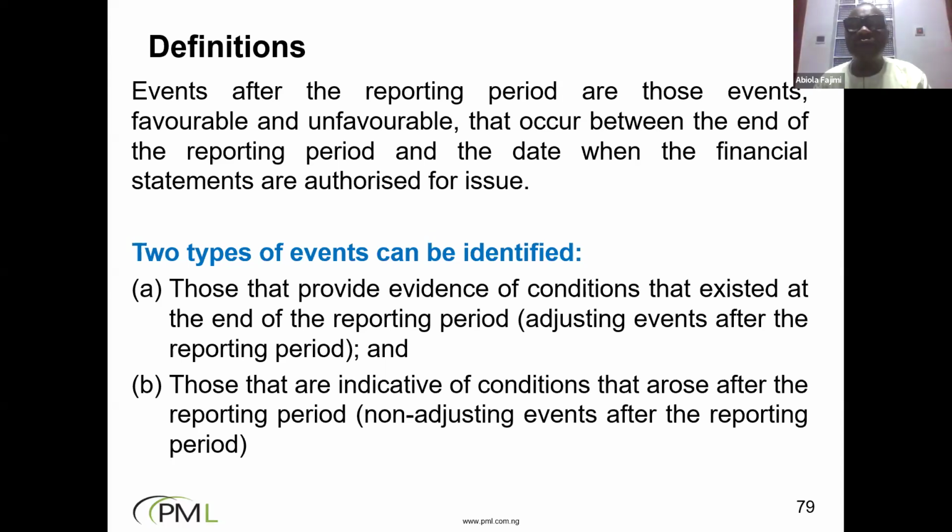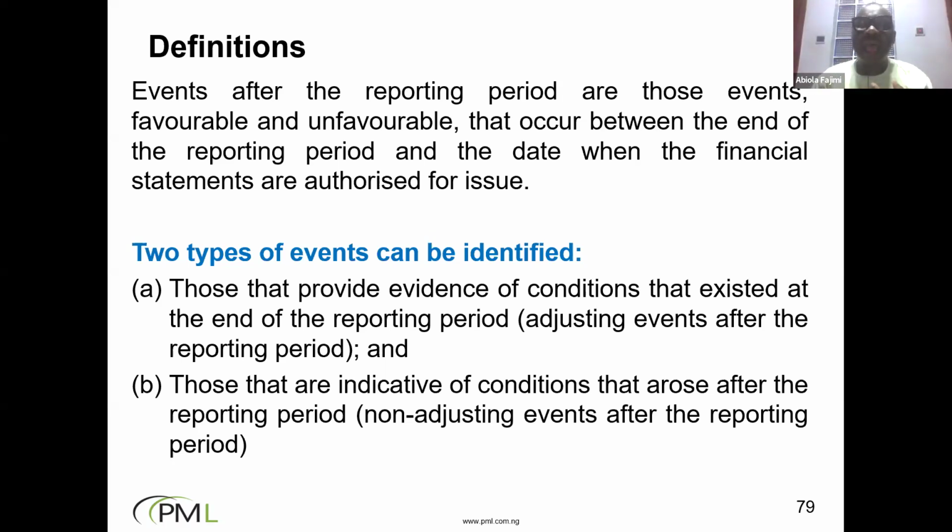And those that are indicative of conditions that arose after the reporting period, those that now happen after the reporting period, after the year has ended, that is the second set of information that you may know. Let me repeat it. Two sets of information. Those that tell you what had happened as at 31st December 2024. You are only getting to know those things that already existed, just that you were not aware. Or those things that happen after the 31st December 2024.